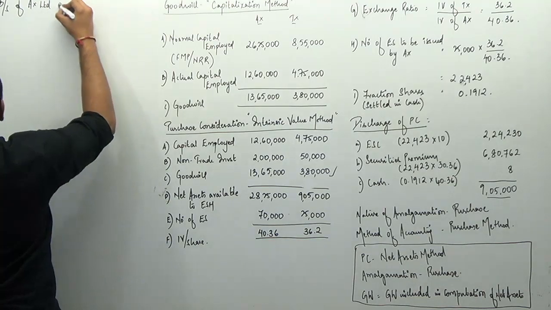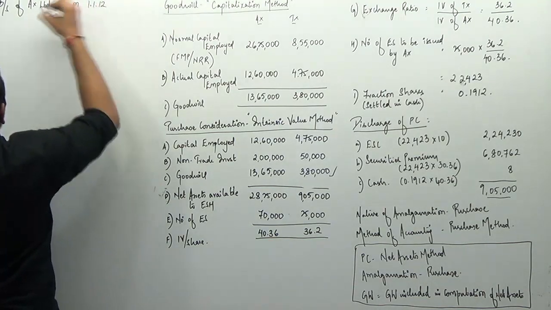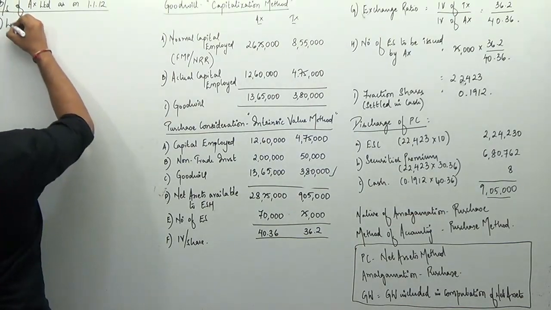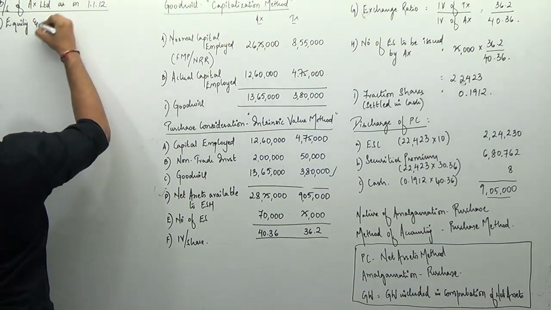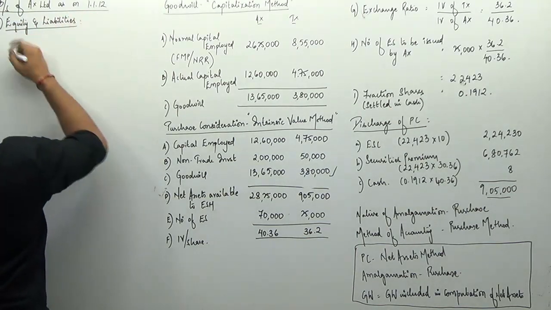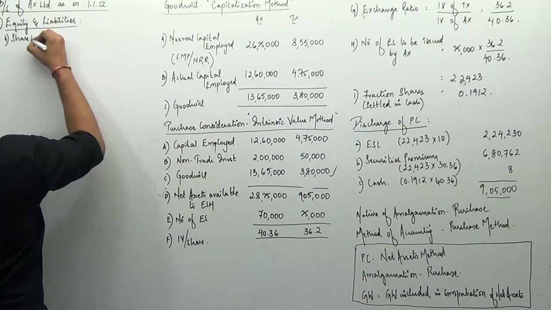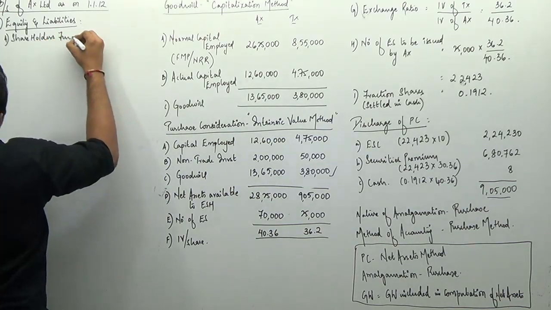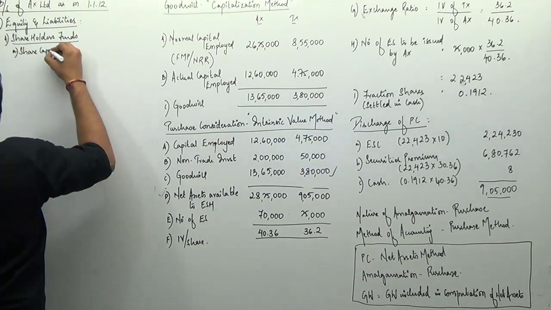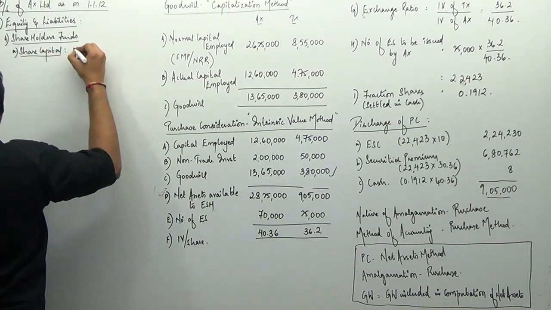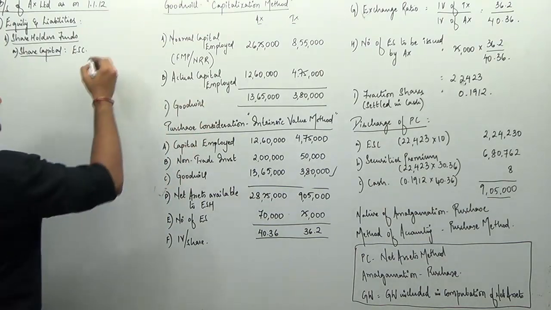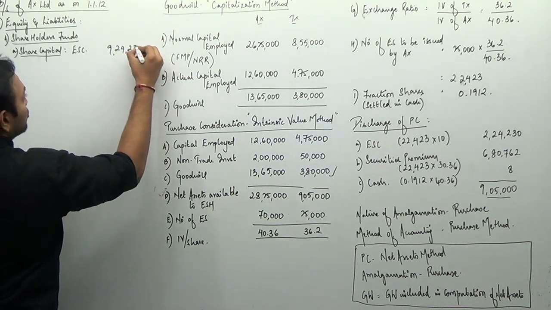Balance sheet of AX Limited as on 1/1/2012, starting with your equity and liabilities. Shareholders' funds, share capital, only equity share capital existing there. The already existing share capital in AX is 7 lakhs plus new equity share capital, check the discharge, that will make it 9,24,230.